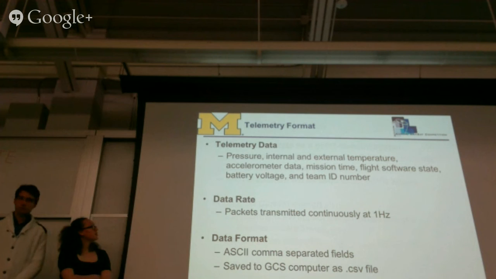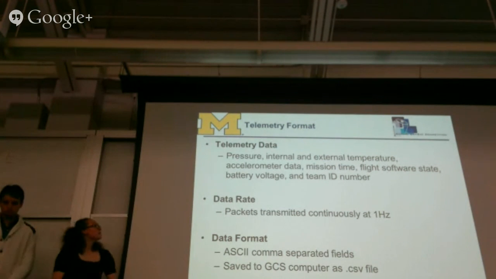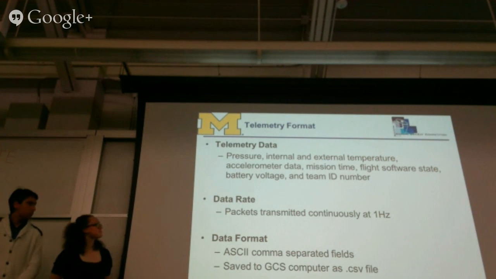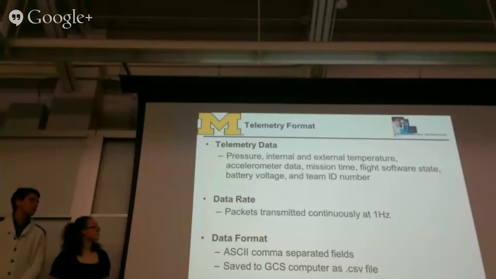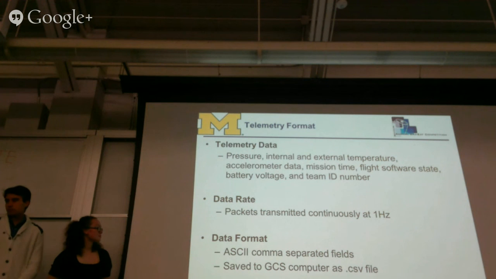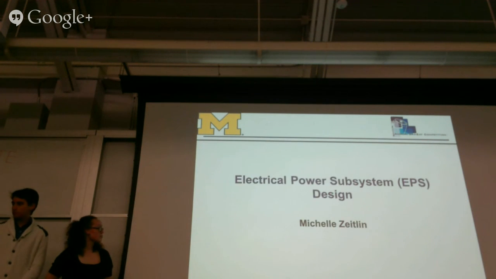The telemetry data that we're going to be collecting and transmitting is air pressure, internal and external temperature, accelerometer data, that's our main objective, mission time, flight software state, battery voltage, and our team ID number. The data rate is going to be transmitting packets continuously at 1 hertz in an ASCII comma separated format, saved to the GCS computer as a CSV file.